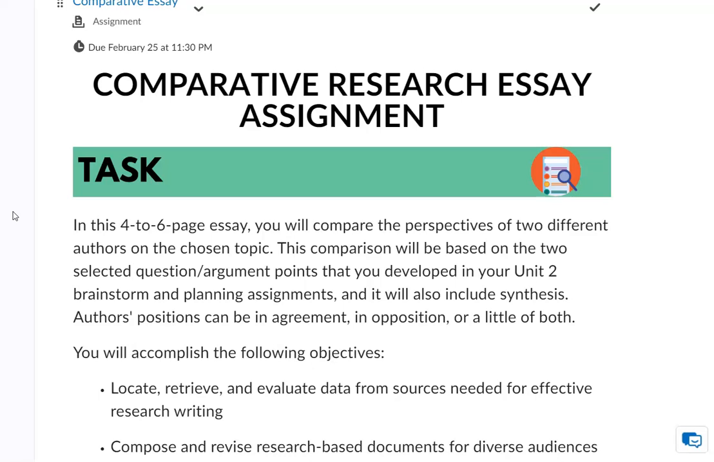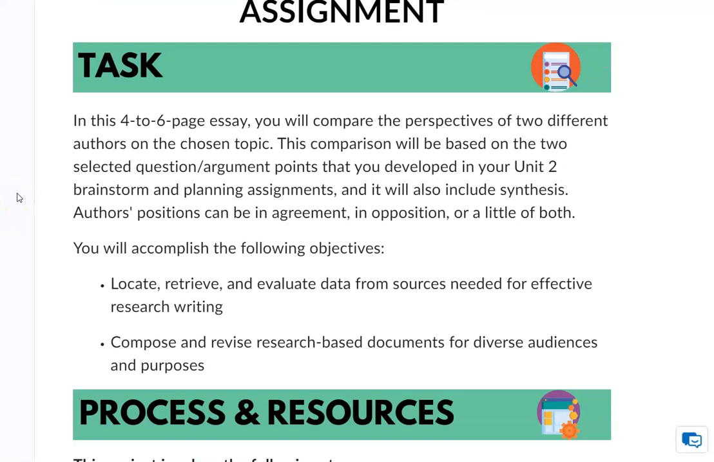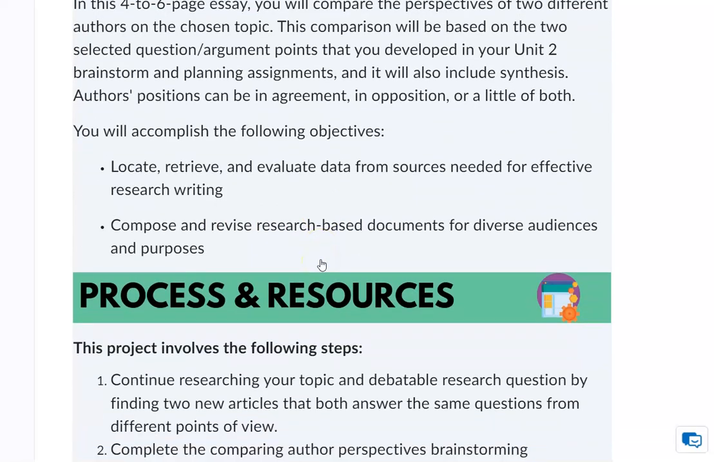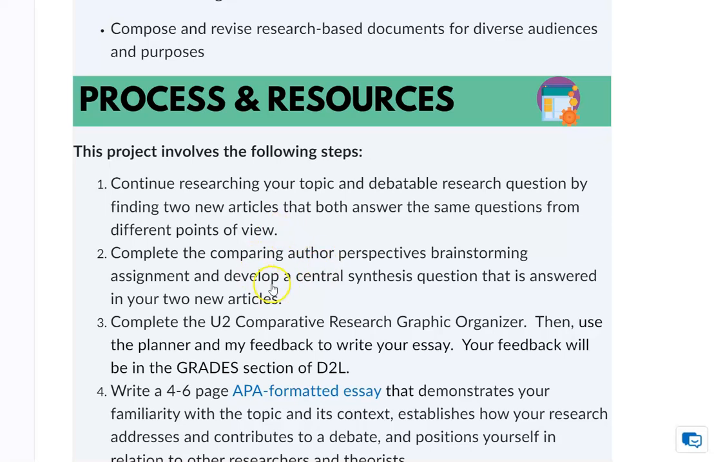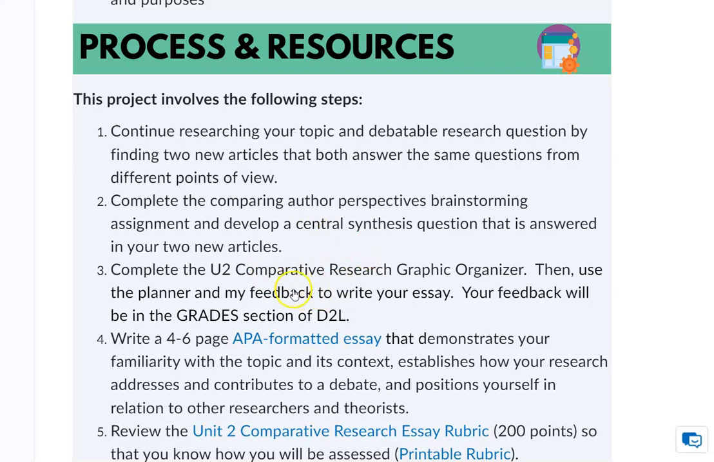Now keep in mind your authors could be in agreement, they could disagree, or it could be a little bit of both. The syllabus objectives for this particular essay are to locate, retrieve, and evaluate data from sources needed for effective research writing, and to compose and revise research-based documents for diverse audiences and purposes. So in your process, you continued your research on your topic and debatable questions, you found your 2 new articles, you've done your brainstorming assignment where you did your synthesis question, then you've done your graphic organizer, you've gotten your feedback with your grades, and you've looked at those comments.